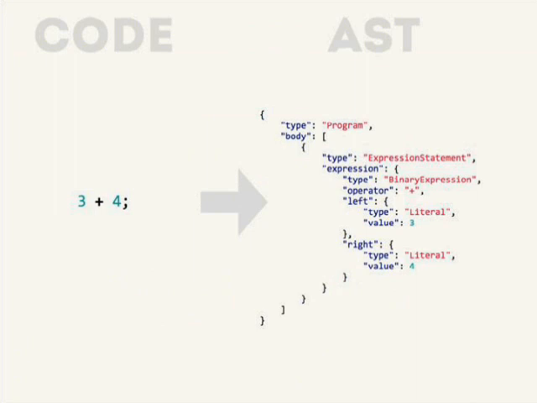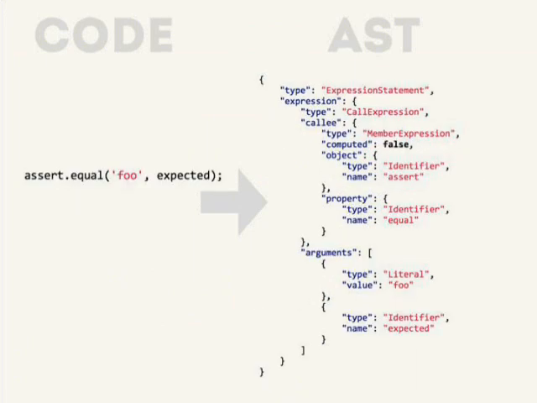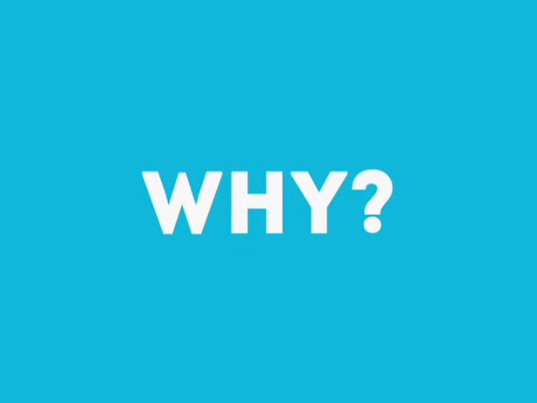And so here's another example. If we say we have a test where we want to check that foo equals expected, and we're using the assert library, on the right-hand side is the AST that matches to the code: assert equal foo. Every bit of JavaScript code that you have has a corresponding object structure that you can actually manipulate.